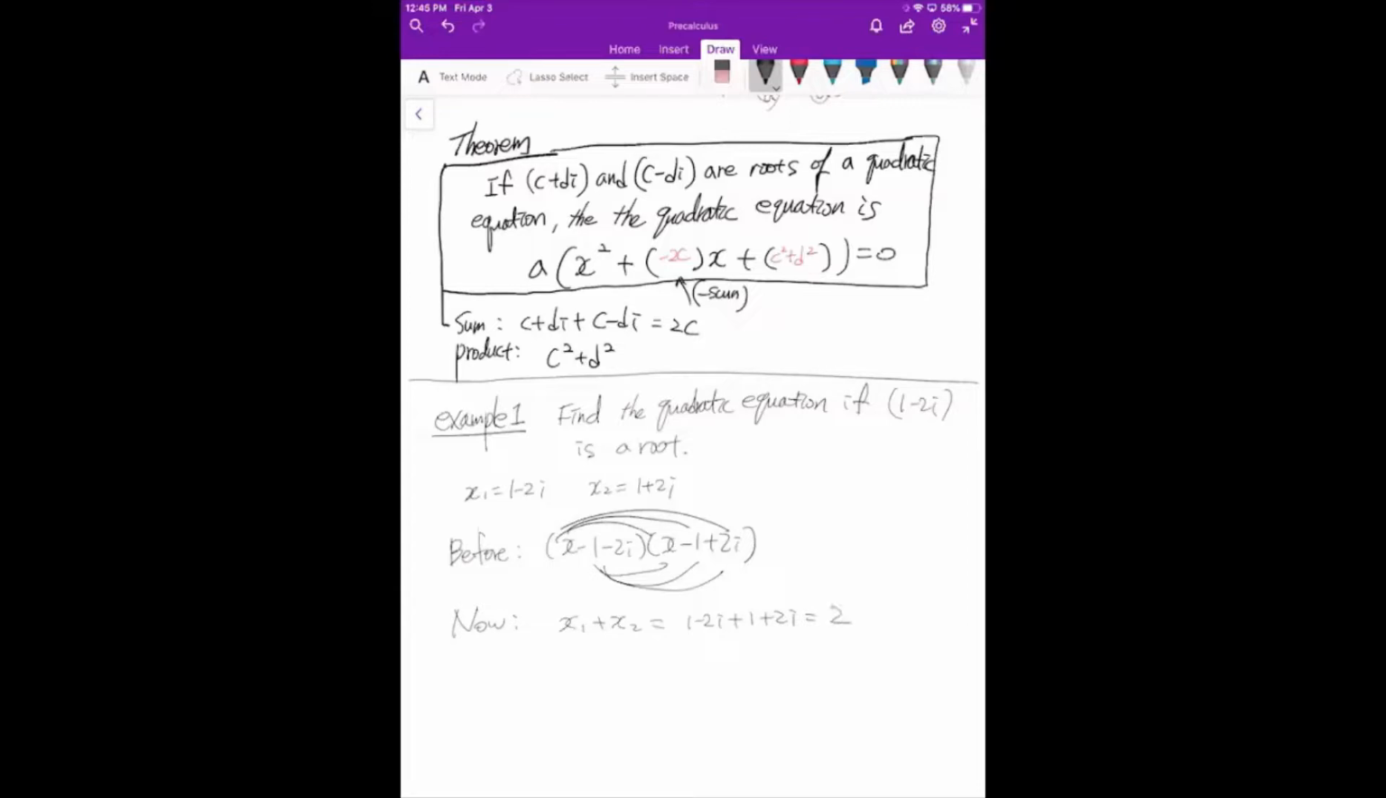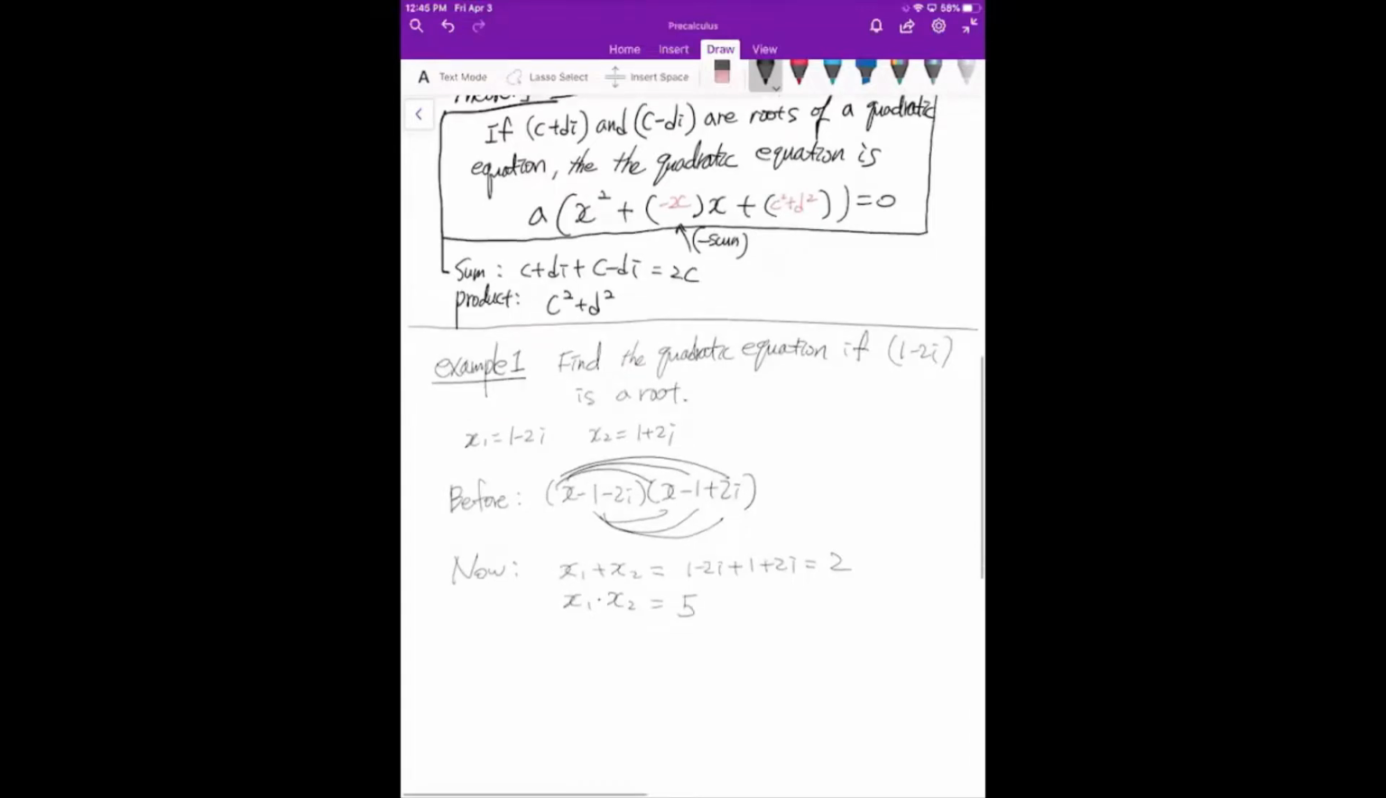2. Very good. Vicky, what is x1 times x2? 5. Oh, very good. Thank you very much. 5. So what you can do now, use the theorem. So what I'm going to do is plug this in. X squared plus something, which is the negative sum of the two roots, and then in this parenthesis, you have to have the product, right? So I'm going to plug in 5 here, and the sum is going to be negative 2.